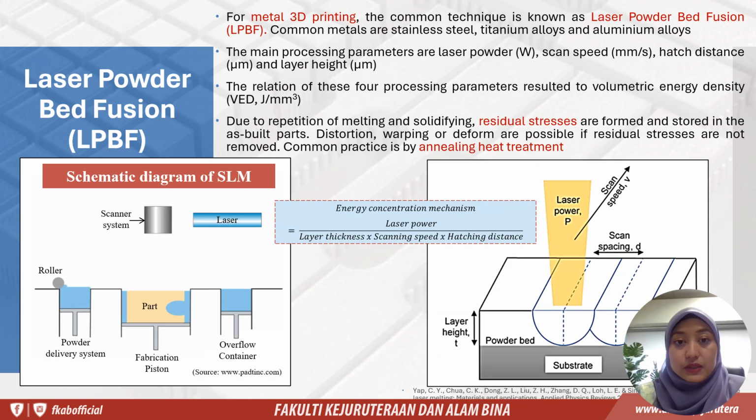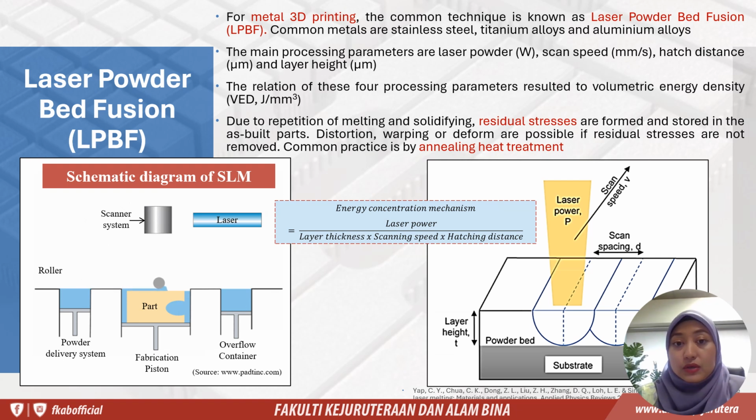So in metal 3D printing, the common technique is known as laser powder bed fusion, or in short, LPBF. The common metals are stainless steel, titanium, and aluminum alloy. You can see the schematic diagram on how it is conducted, and the main processing parameters are laser power, scan speed, hatching distance, and layer height. The relation of these four main processing parameters results in volumetric energy density (VED).